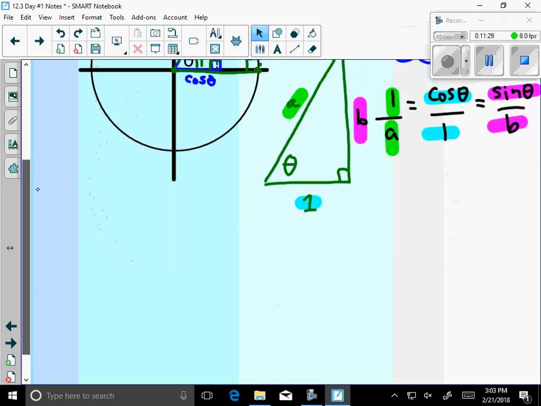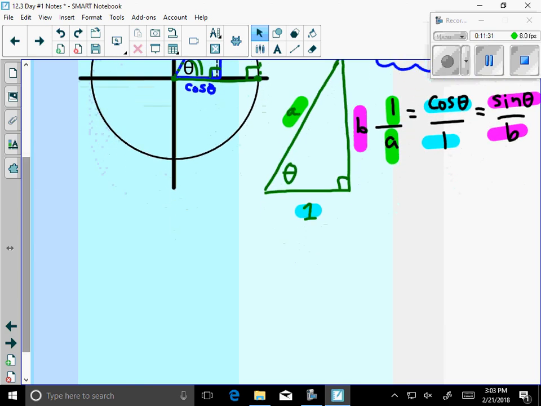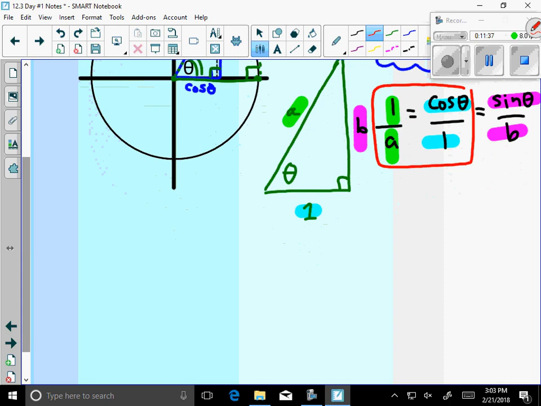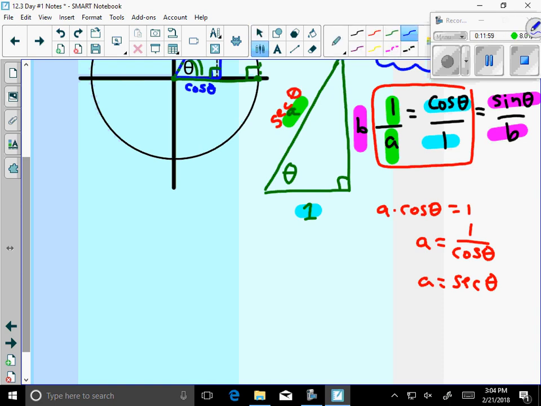Let's do a little work on that. First thing I'm going to do is I'm going to cross multiply these two and figure out what A equals. So I get A times cosine theta equals 1. Cool. Divide by cosine on both sides. A equals 1 over cosine. So what is A equal to? Secant theta. Okay, so A here is equal to secant theta. All right, let's do another cross multiplication set here now. Instead of finding A, let's find B. All right, so that would be what?